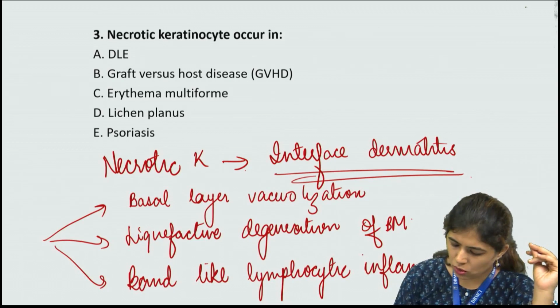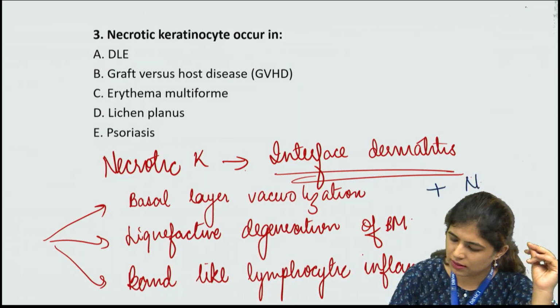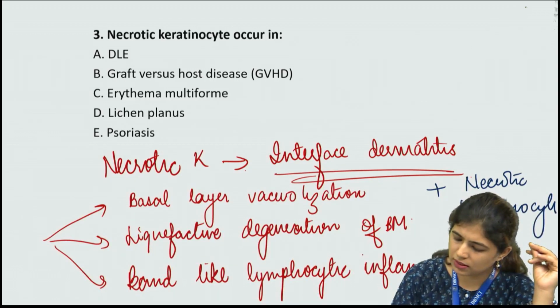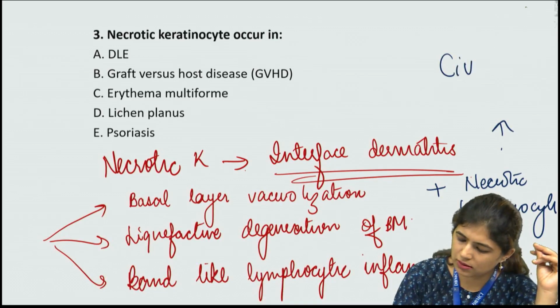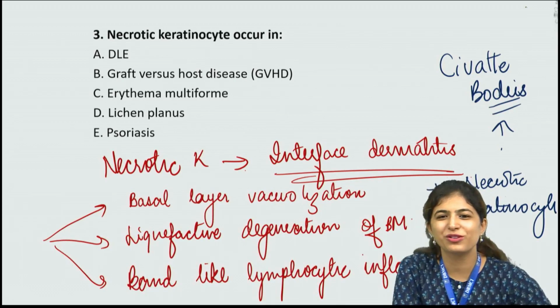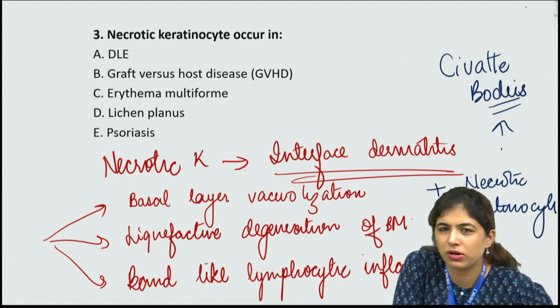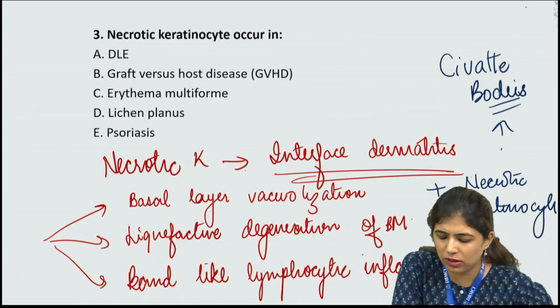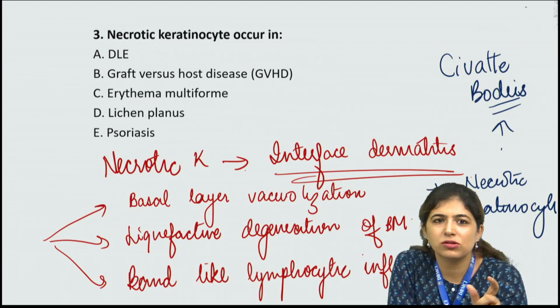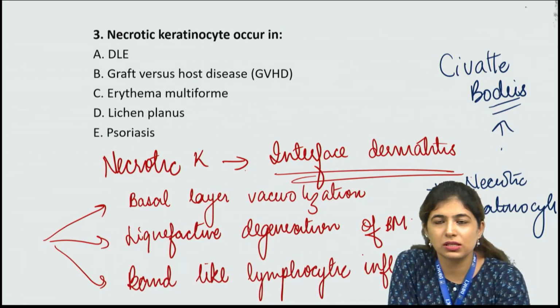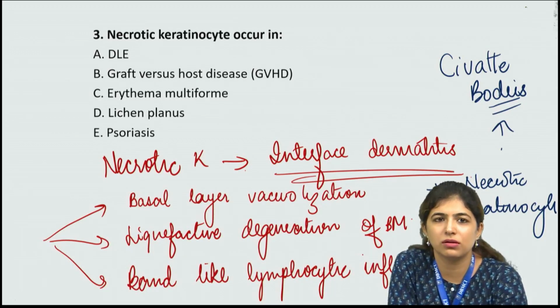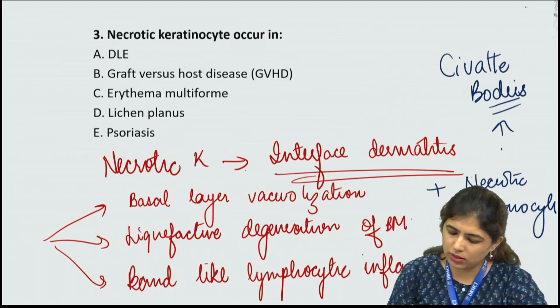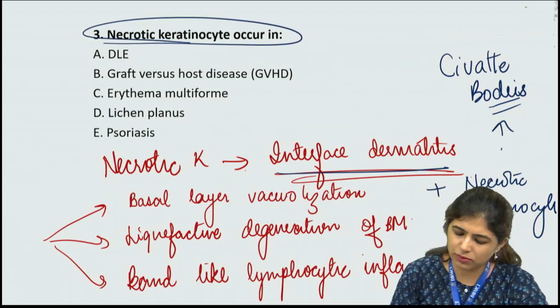Apart from that, it also has necrotic keratinocytes, which are also called civatte bodies. Clear to everyone? I think civatte bodies would ring a bell in your mind because you've read it quite often. Interface dermatitis you've read quite often. The term necrotic keratinocyte actually confuses you. Had they just asked you interface dermatitis, maybe you would remember it better. So this we've studied. Now we come to the causes.